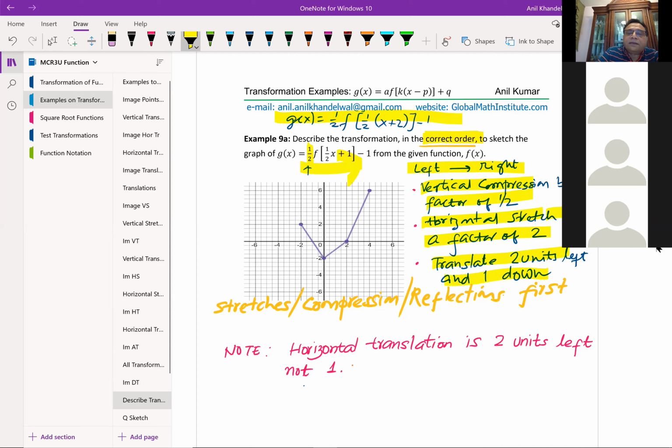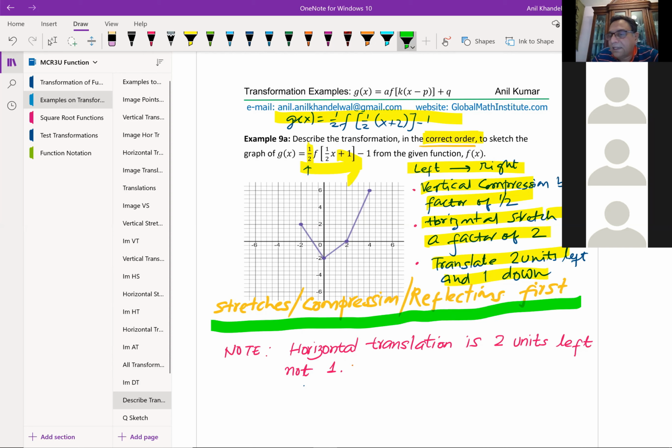Remember, this is the order. Stretches and compressions will come before anything else, right? Stretches, compressions, reflection is kind of multiplication. You can mix and match these, but after that, you have to write translations, right? Then you write translation. Is that clear? Yes, sir.